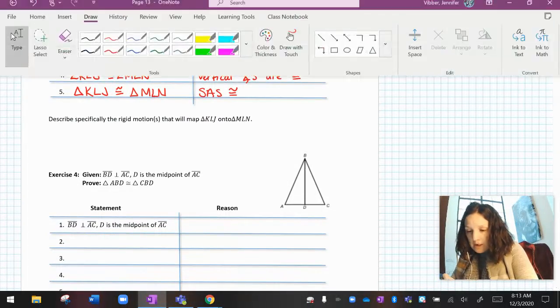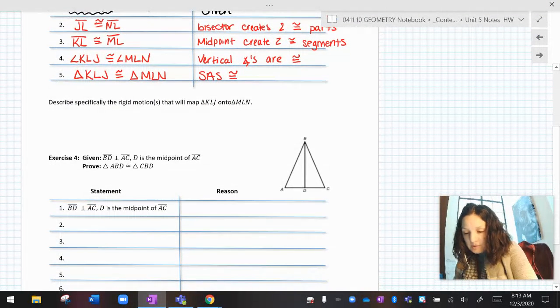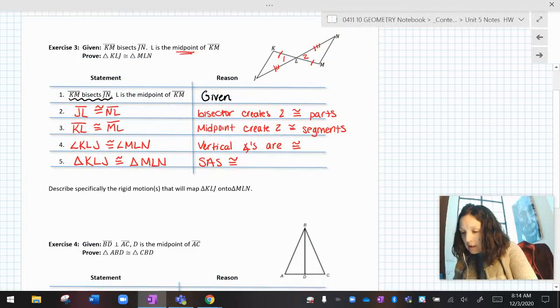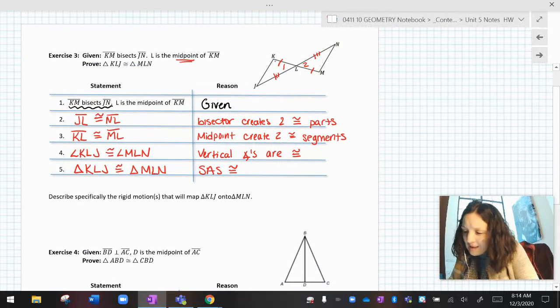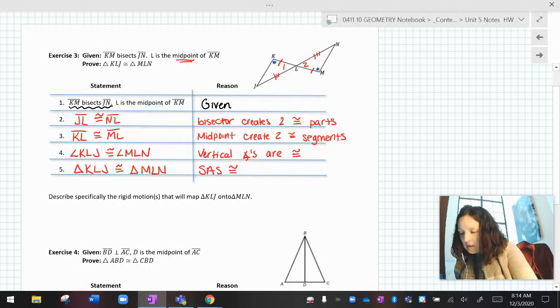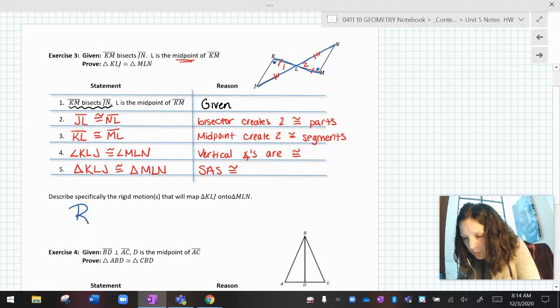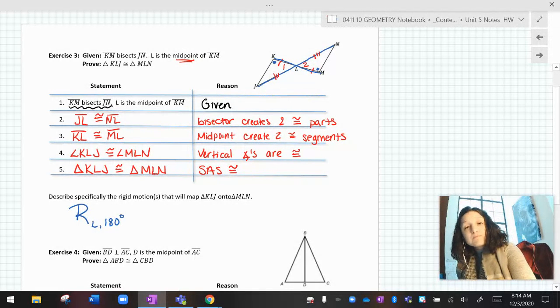All right. And then it says describe specifically the rigid motions that will map KLJ onto MLN. All right, well, let's see. I need K to come over here to M. You know what that would have to do? I'd have to turn this because K reflects through L to become M. J reflects through L to become N. That's a point reflection, also known as a rotation of 180 degrees. So we are going to rotate around point L 180 degrees.